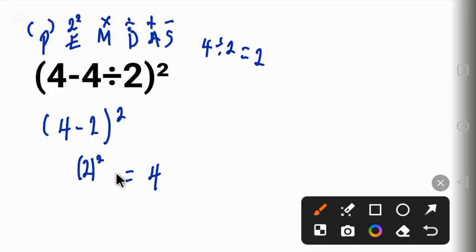The common mistake people make here is that they do this subtraction before this division.